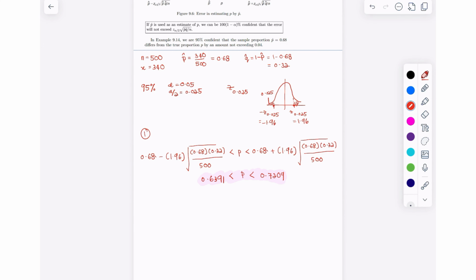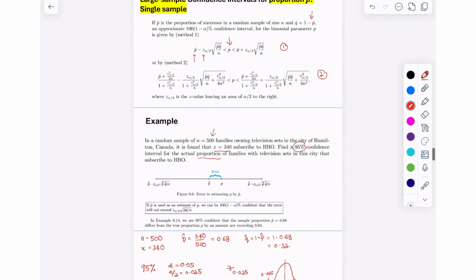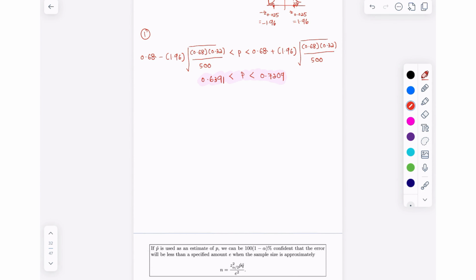Okay, you can try to construct by using the second method. You would get almost the same confidence interval. If you try to find using the second method, you obtain that the P is in between 0.7194 and 0.6378. Okay, it is actually almost the same, approximately, compared to the first method. Okay, you can try to find.